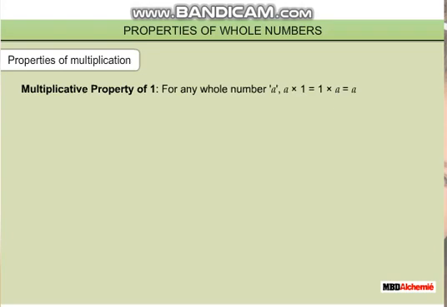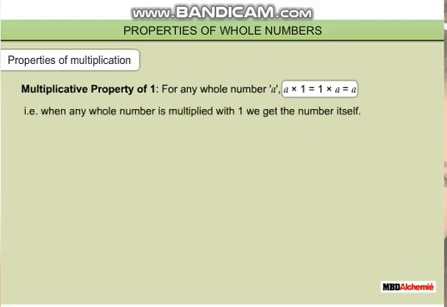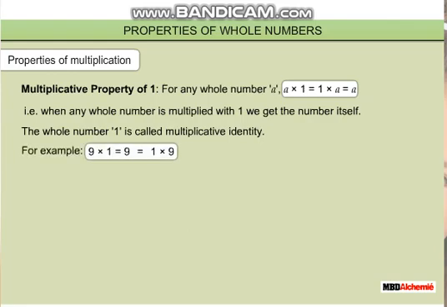Multiplicative property of 1. For any whole number A, A into 1 is equal to 1 into A is equal to A. That is, when any whole number is multiplied with 1, we get the number itself. The whole number 1 is called multiplicative identity. For example, 9 into 1 is equal to 9, and 1 into 9 is also equal to 9.